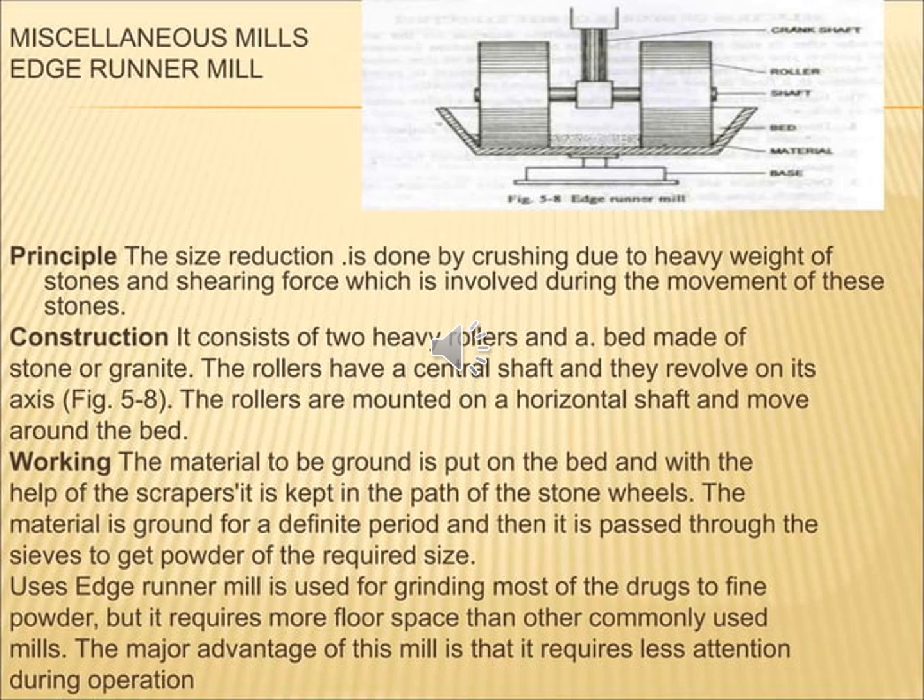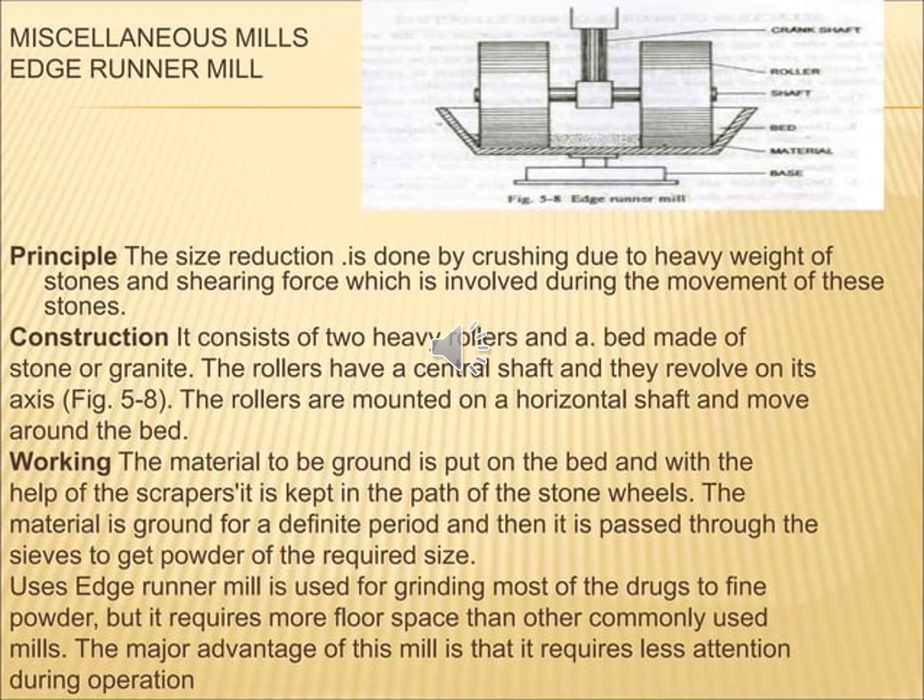So next one is miscellaneous mills: edge runner mill. Principle: the size reduction is done by crushing due to the heavy weight of the stones and shearing force which is involved during the movement of the stones. Construction: it consists of two heavy rollers and a bed made of stone or granite. The rollers have a central shaft and they revolve on its axis. The rollers are mounted on a horizontal shaft and move around the bed.